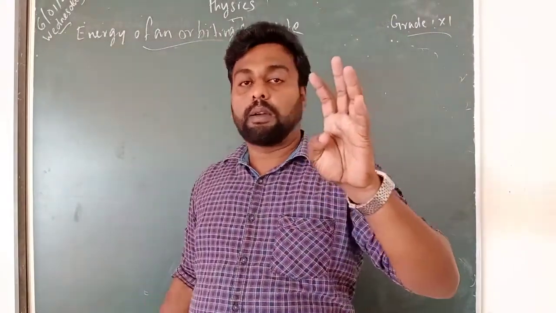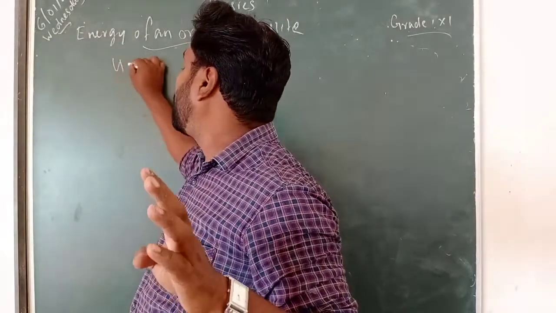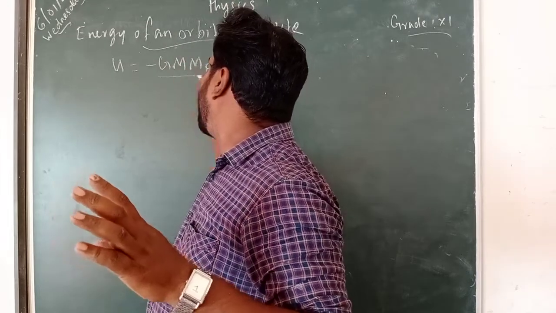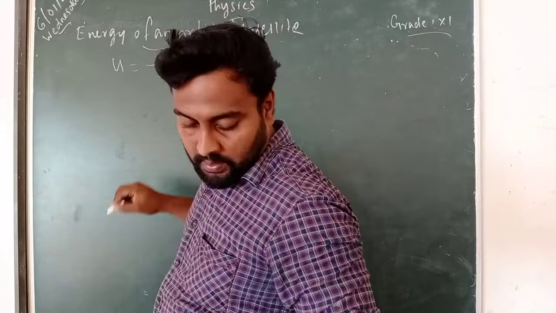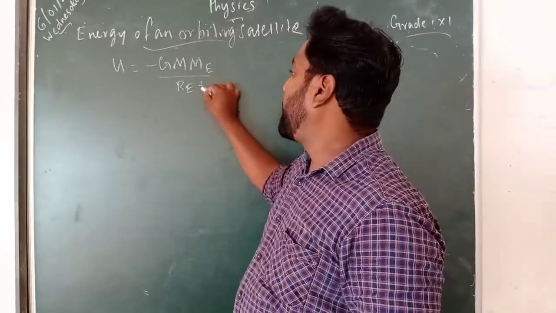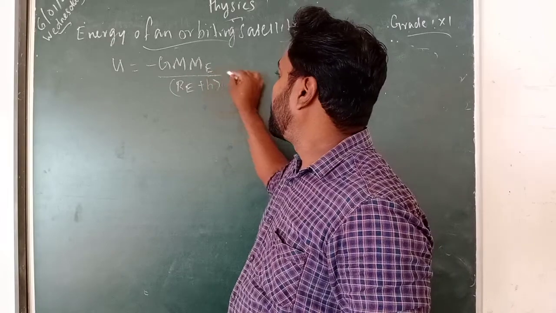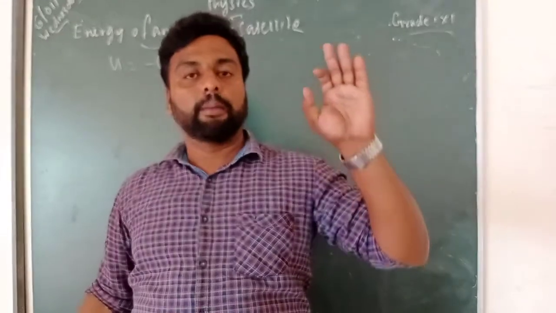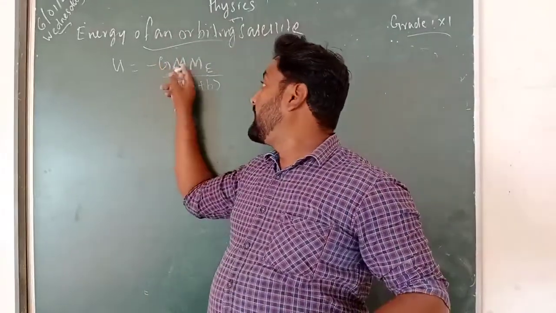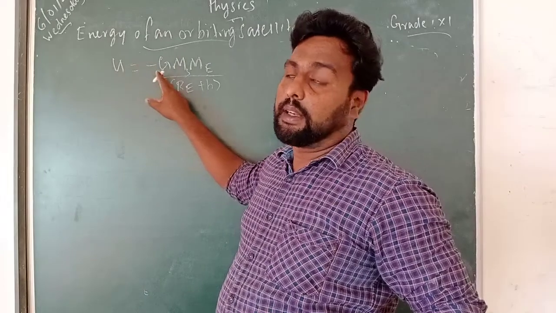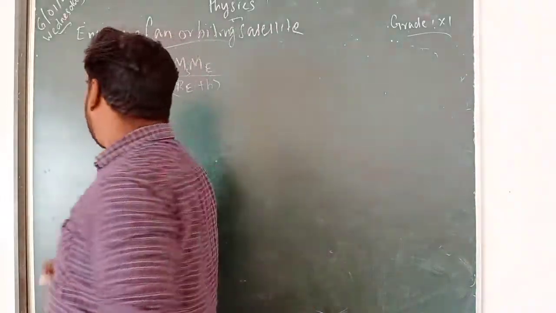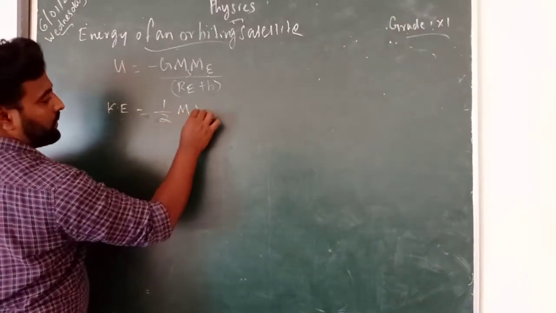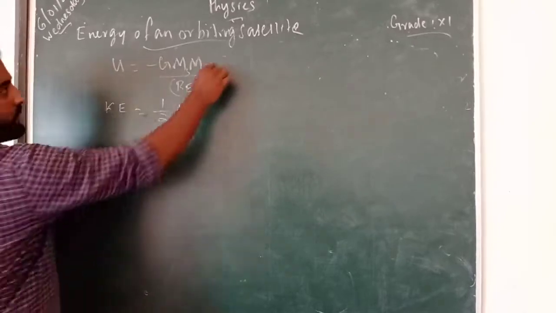So, it possesses some gravitational potential energy. U is equal to minus G M_e m by R, where here R means R plus H. Here m is the mass of the satellite, and M_e is the mass of the earth. So this is the gravitational potential energy formula. And kinetic energy, you know, kinetic energy is equal to half m v square. Here m is the mass of the satellite.